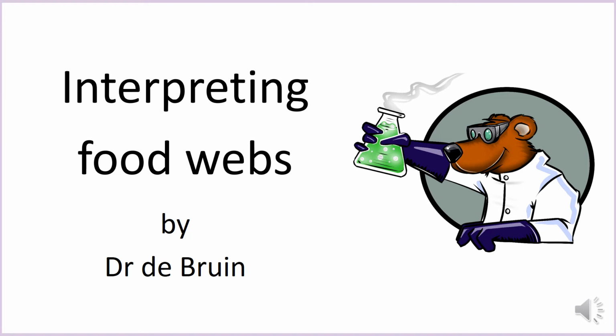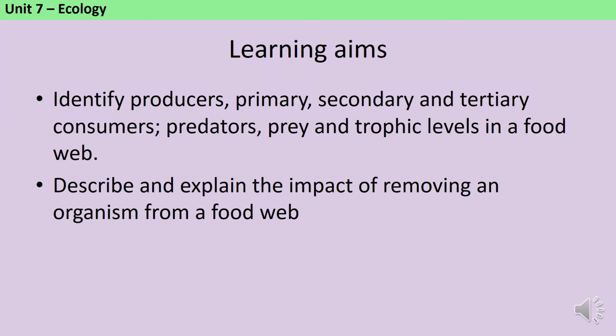This is a revision video for AQA GCSE Biology Unit 7, the ecology topic, looking at food webs. By the end of this video, you should be able to identify producers, primary consumers, secondary consumers and tertiary consumers from a food chain or food web, predators, prey and also trophic levels. You should also be able to describe and explain the impact of removing an organism from a food web.